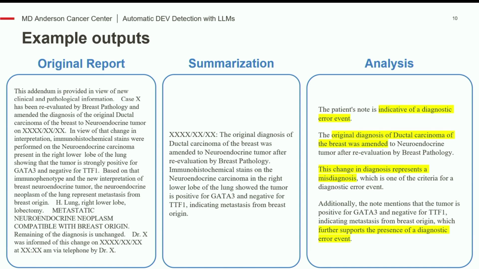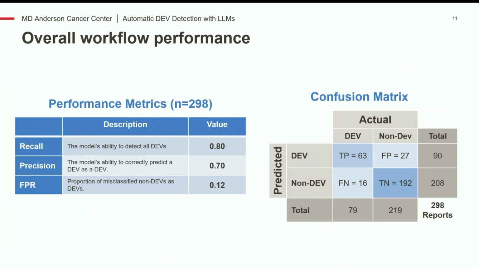So these are example outputs. The original report is on the far left, with the summarization and analysis on the far right. The main point is that a lot of information goes in and is summarized down to a smaller snippet, and then eventually the LLM tells us exactly what we care about.